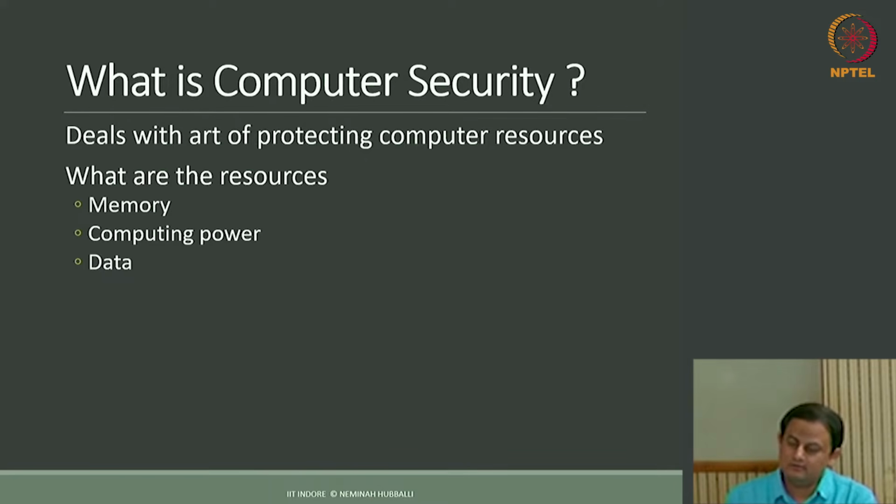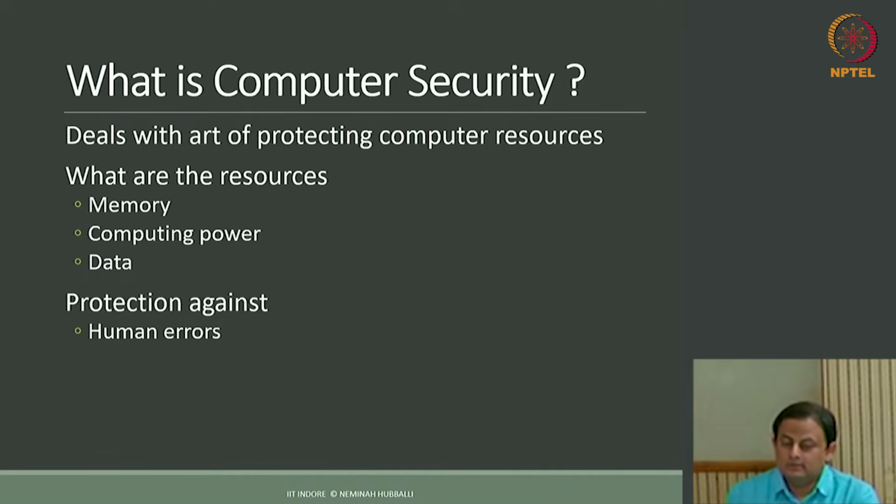But in general, these three resources are there, and we want to have some kind of safeguard mechanisms for protecting these resources. Now the next question is, against what do we want to do the protection? There are three things that can happen.